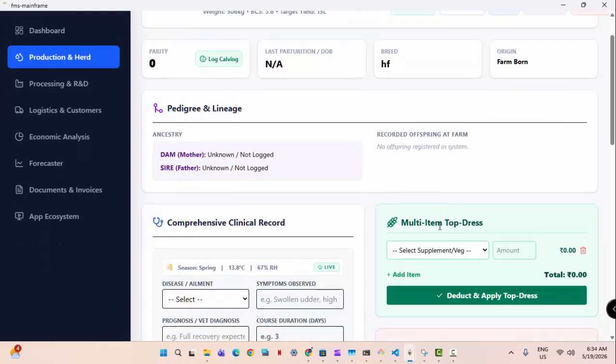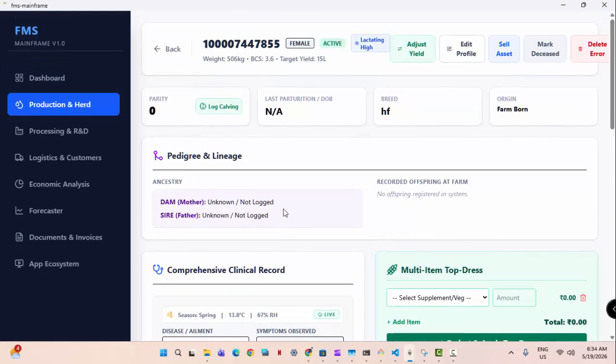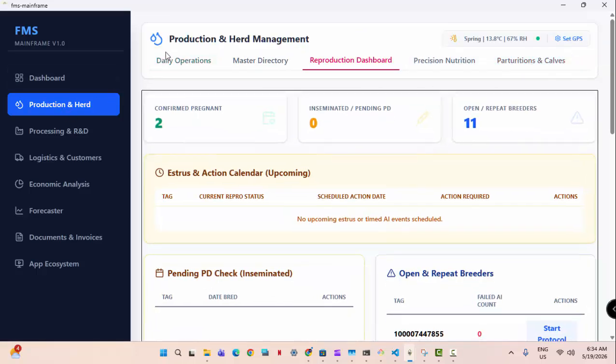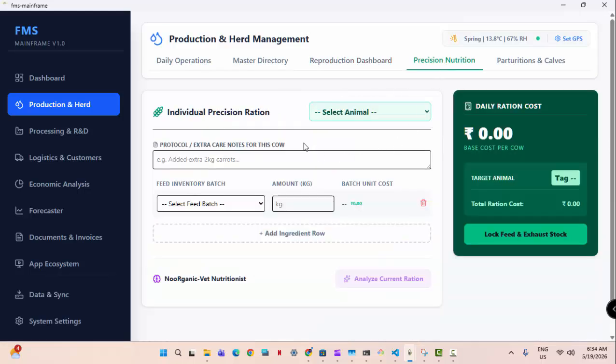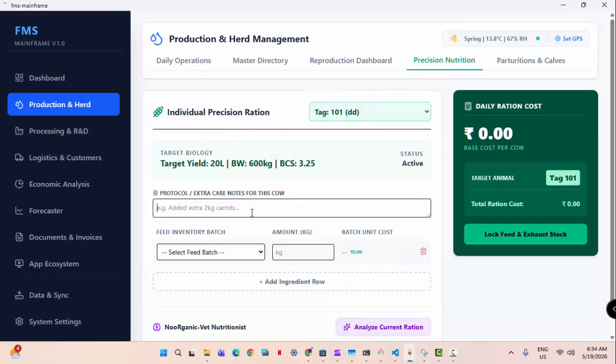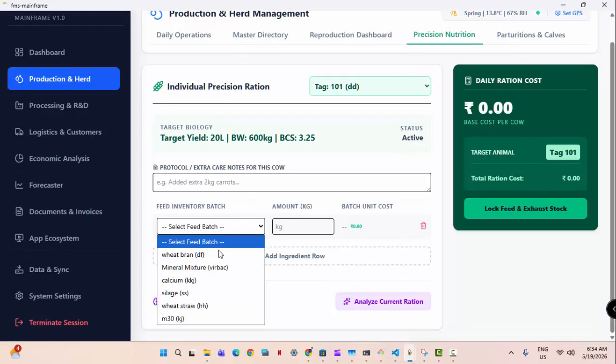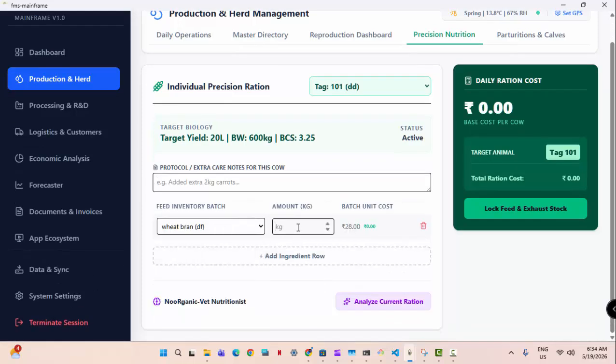Further, we can give any special diet to any cow which needs that sort of feeding. Then we have precision nutrition. We can select any animal, then select A or B feeding and just again ask the AI to analyze the diet. Let me save your time and move forward. And also we have log feed and exhaust stock.